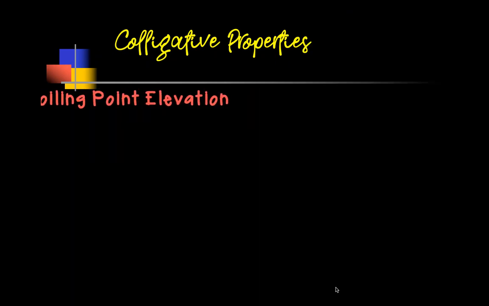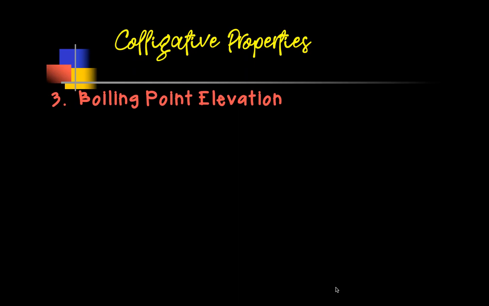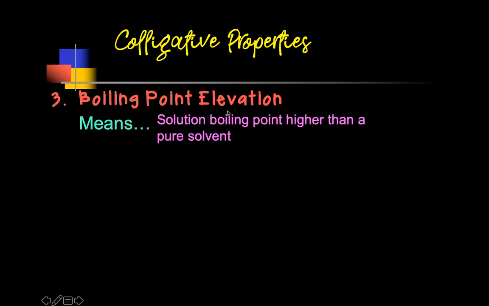All right. The next colligative property we're going to talk about is boiling point and freezing point. So first of all, once again, spoiler alert, I'm telling you that the colligative property of a solution will mean that the boiling point will be higher, elevation. Okay, so what does that mean? The solution boiling point will be higher than a pure solvent.